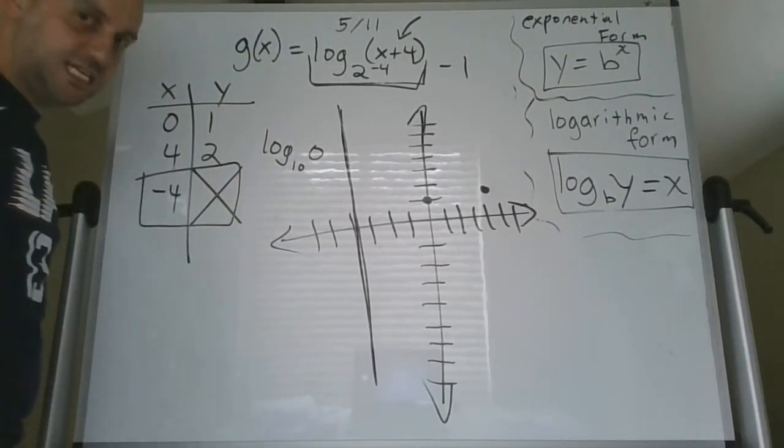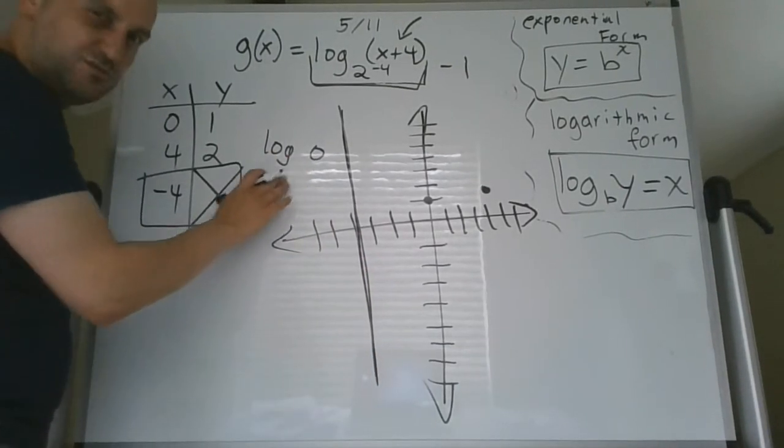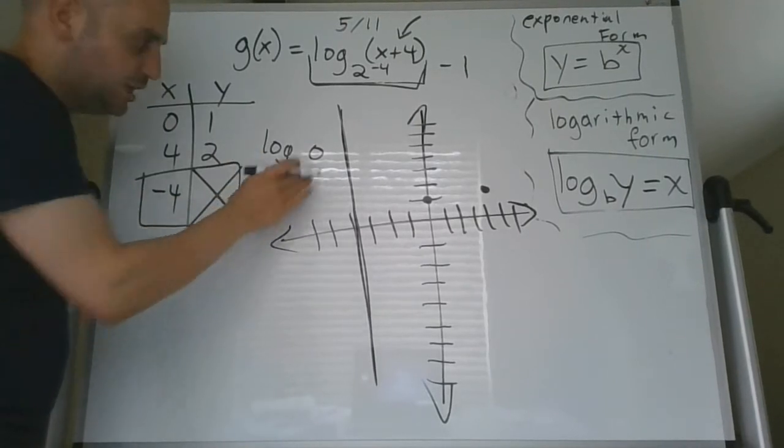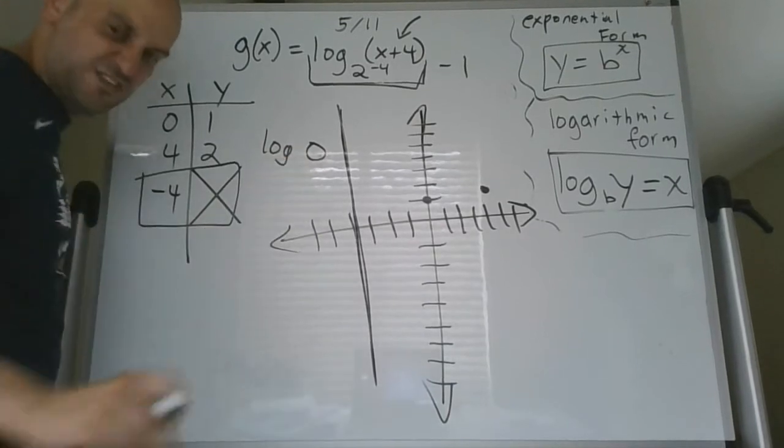Nothing is. 10 to the power of nothing is 0. You don't believe me? Do this. On your calculator, you don't write down log base 10. They just say log. When they just put log, like log of 0, that just means log base 10 of 0. It's the invisible 10, right?